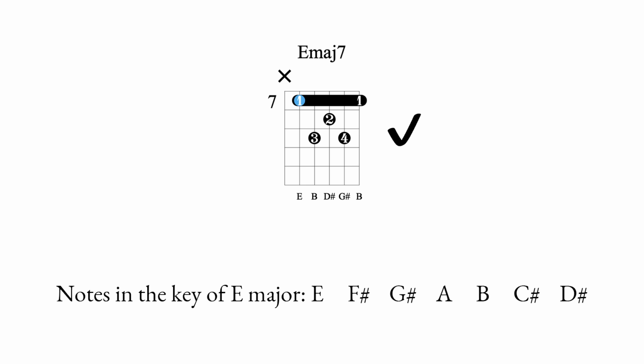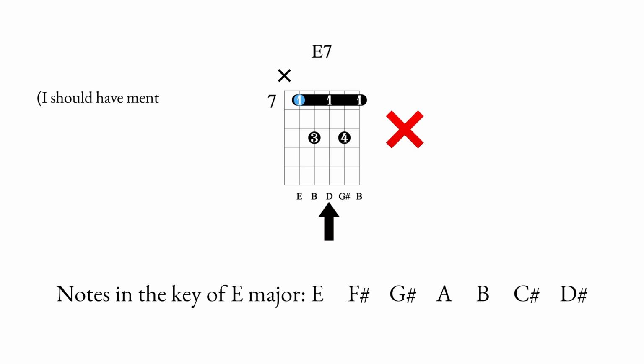E major 7 would work in the key of E major because all the notes that make up the chord are in the key of E major, whereas E7 would not work in the key of E major because it has a D note. So that should be a D sharp instead, because the D note is not in the key of E major.